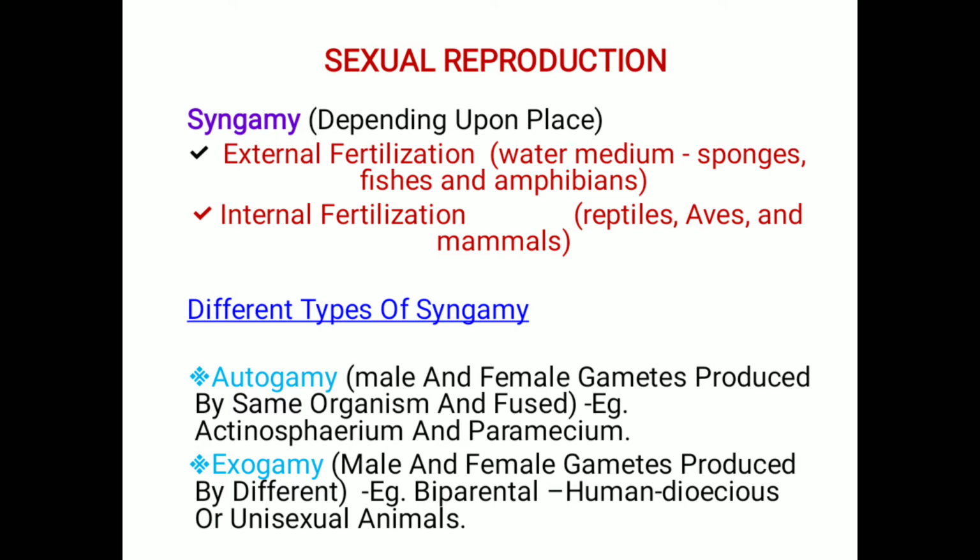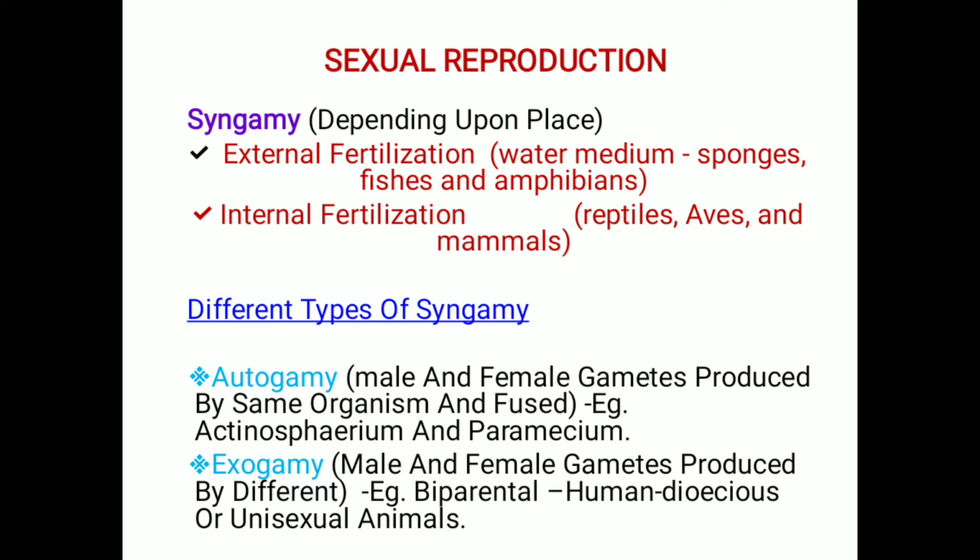External fertilization: fusion of male and female gametes takes place outside of the body of the female organism in the water medium. Example: sponges, fishes and amphibians. Internal fertilization: fusion of male and female gametes takes place within the body of the female organism. Example: reptiles, birds and mammals.